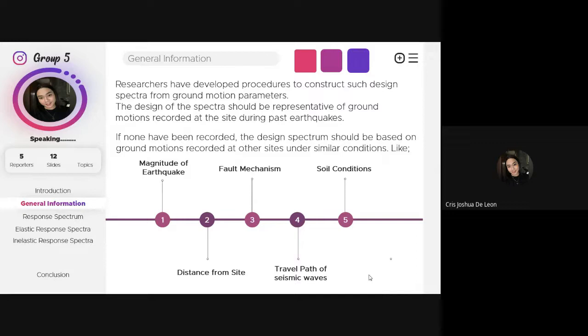Fourth, the travel path of seismic waves. Seismic waves travel a curving path through the earth due to changes in composition, pressure, and temperature with the layers of the earth. Seismic waves travel at different speeds through different materials.